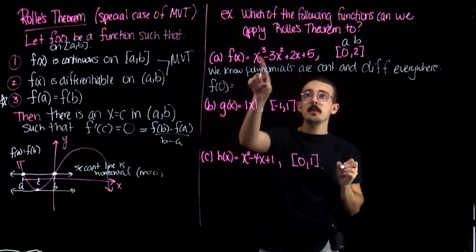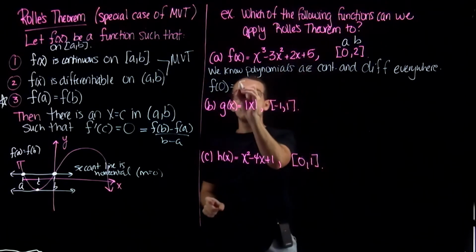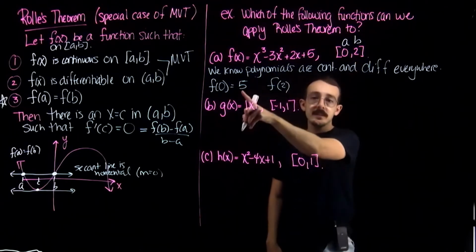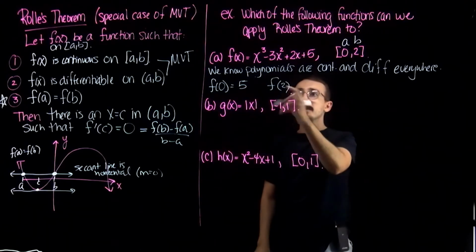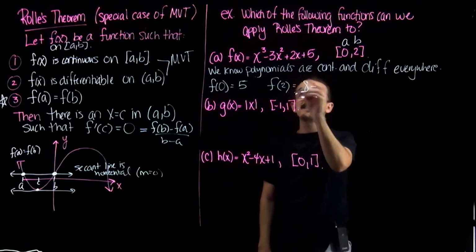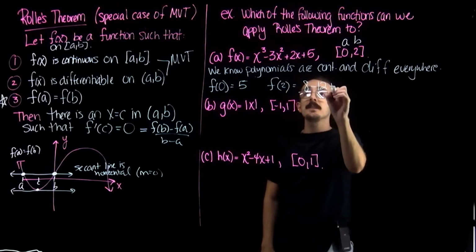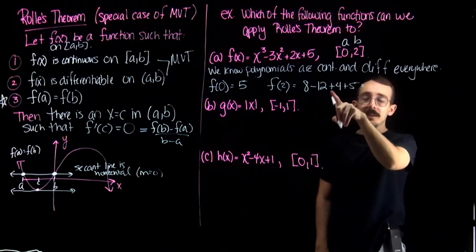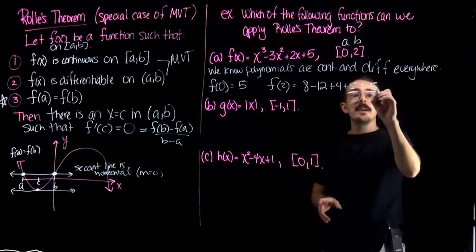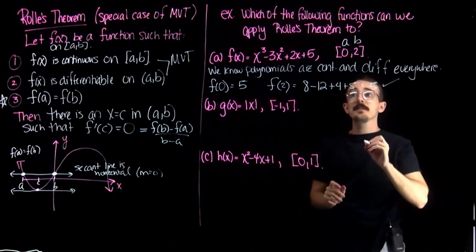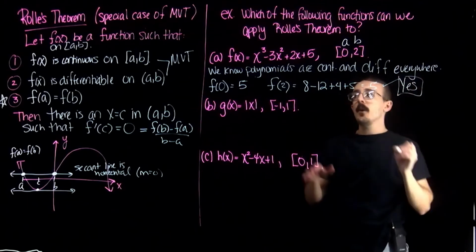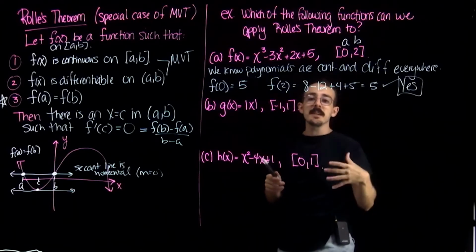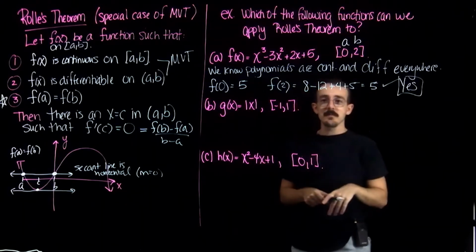F of 0 is 0 minus 0 plus 0 plus 5. So this is 5. What we're hoping for is when we plug in the other endpoint, when we plug in 2, we also get 5 because we need them to match. So if you plug in 2, I'm going to get 8 minus 12 plus 4 plus 5. Negative 4 plus 4 is 0, plus 5 is 5. So these two match. So this is yes. If all three of the conditions are met, you can apply Rolle's theorem. So somewhere in this interval, somewhere between 0 and 2, the derivative is going to be 0.